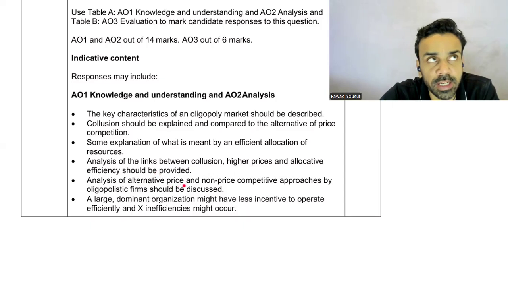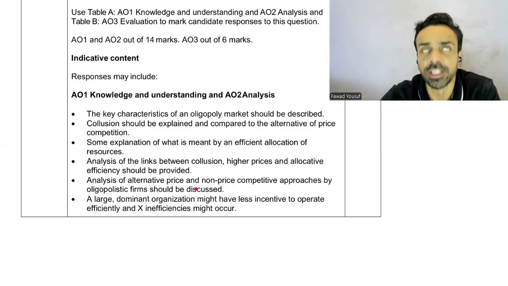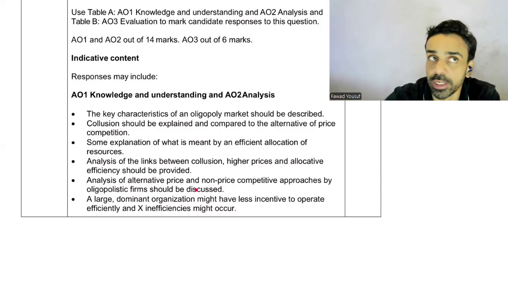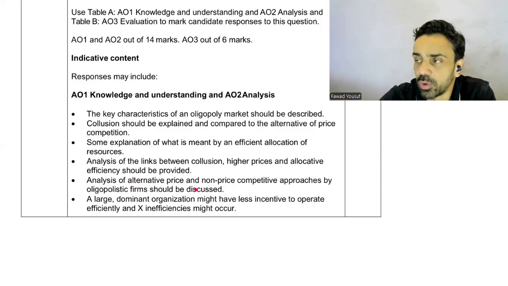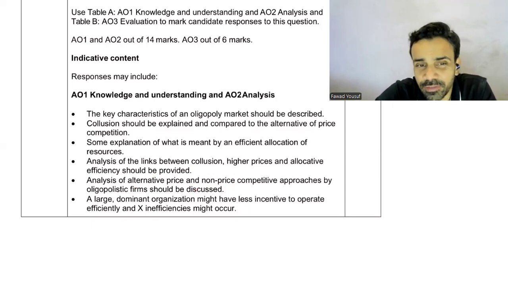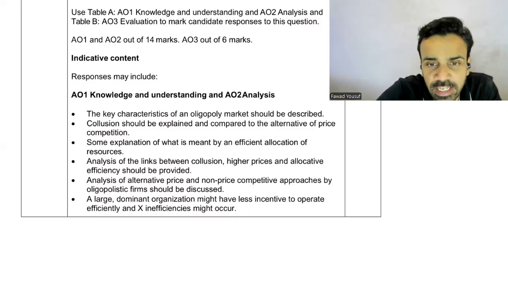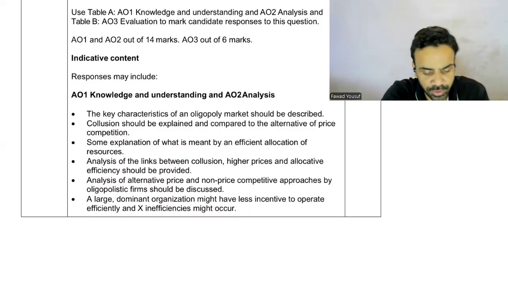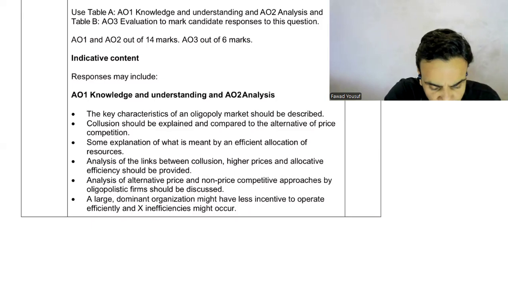Analysis of alternative price and non-price comparative approaches, जिसके अंदर हमने बात की कि छोटा सा पैराग्राफ था, but we did include that how firms not only do price-based competition, जो king demand curve में था, but they also compete in terms of branding, product innovation, and things like that. A large dominant organization may have less incentive to operate efficiently, and inefficiency might occur. We spoke about that also कि large firms के अंदर X inefficiency, productive inefficiency की chances होते हैं.